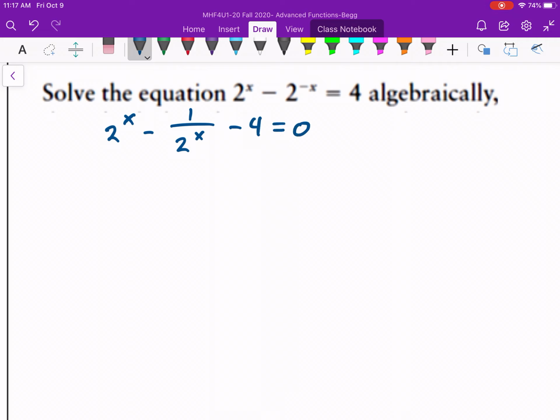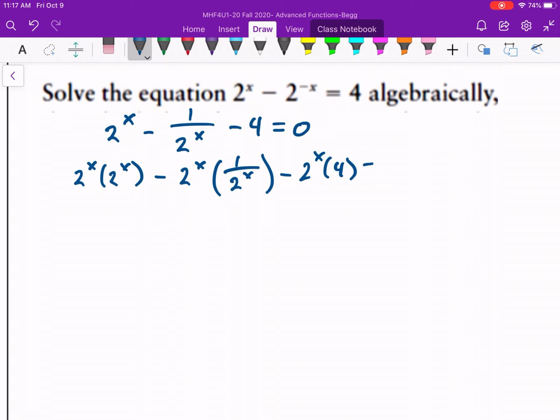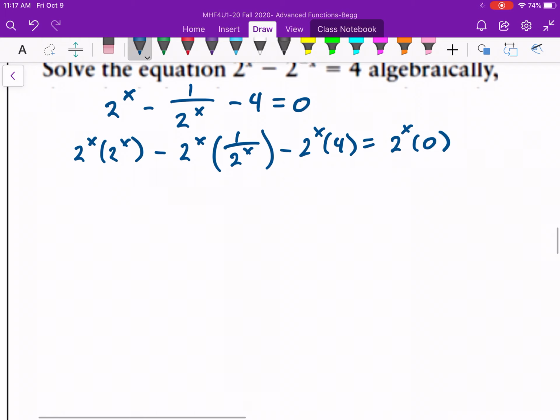Now, I don't like having that fraction in the middle. So if I was to multiply everything by 2 to the x, let's imagine going through and multiplying each term by 2 to the x. So I'd have 2 to the x times 2 to the x. I'd have 2 to the x times 1 over 2 to the x, and I'd have 2 to the x times 4. And I could even, if I wanted to, write 2 to the x times 0, but anything times 0 is just going to be 0. So I'm multiplying everything by 2 to the x.